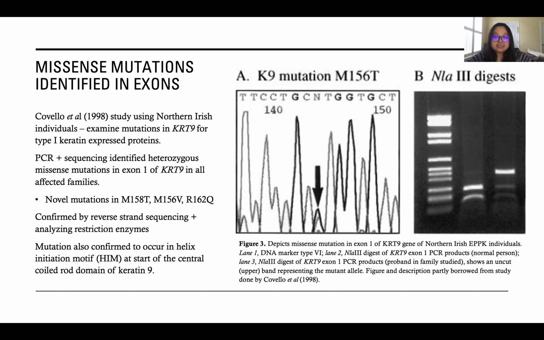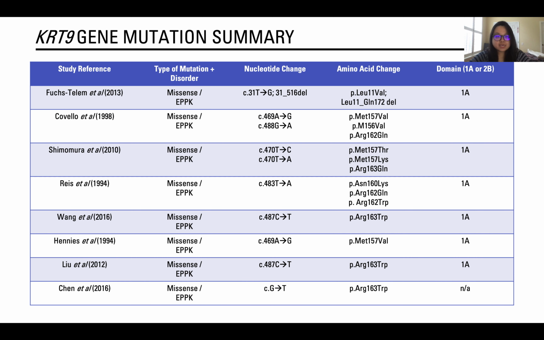Reverse strand sequencing and analysis of restriction enzymes was done to confirm, and figure B indicates that the NLA3 recognition sequence was disrupted by the 156 position mutation, confirming that the mutation in the proband of the affected family is shown by the upper uncut band in lane 3, which was not present in the normal individuals, indicating that a mutation was present. This is just a table I created compiling all the mutation positions for this disorder. As you can see, all the studies analyzed concluded that PPK results from a missense mutation in the keratin gene due to nucleotide or amino acid changes, which affects the 1A domain of the keratin protein, leading to diffuse type PPK.